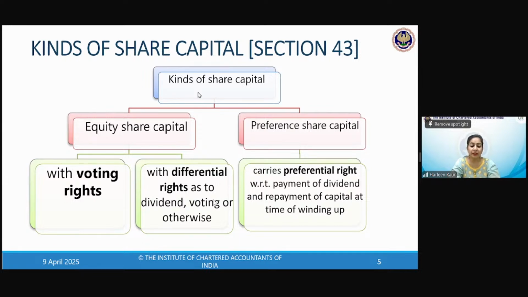So if the dividend is not paid, today in our class, we will understand how it will affect your preference shareholders. If the dividend is not paid, whether it will affect their voting rights or not, that is what we will be discussing in today's lecture at length also.